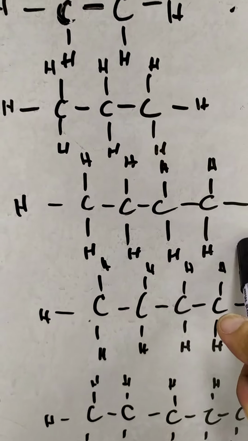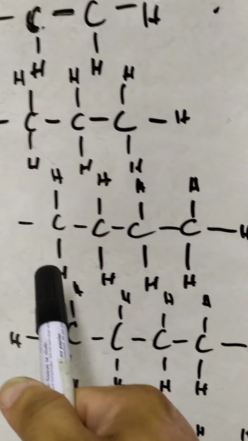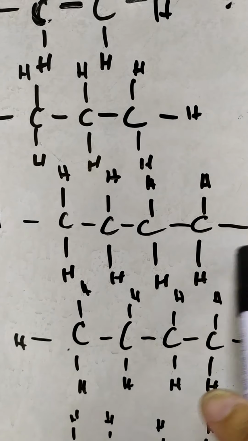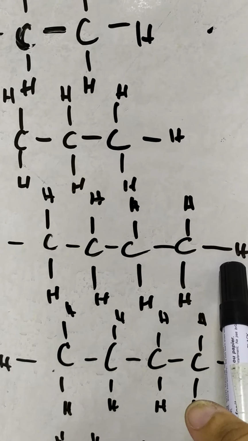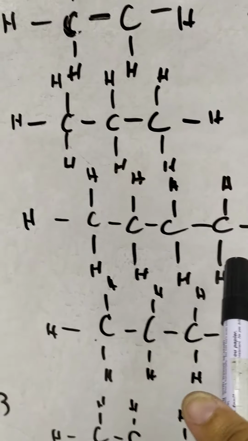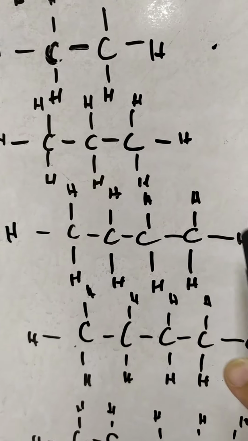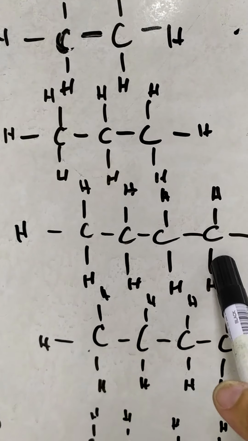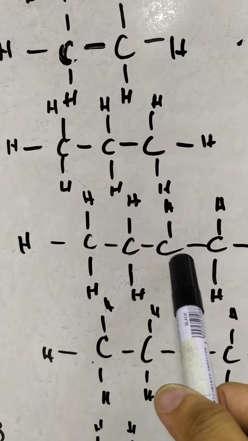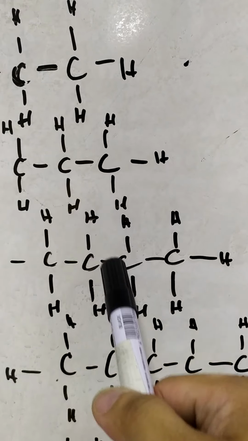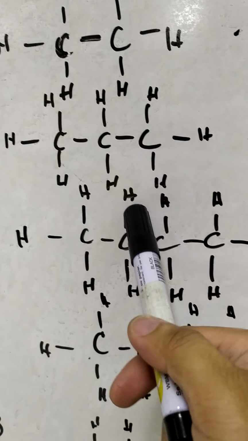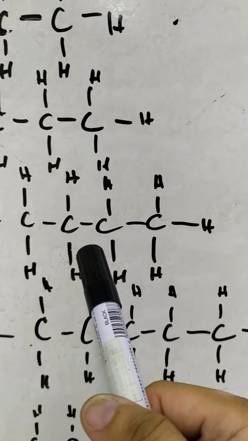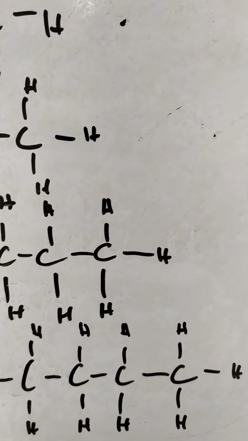So if you have 4 carbon chains, which is butane, butane has this kind of structural formula. So the end carbon chains have 3 hydrogen atoms connected to the carbons, and then the central carbon chains have only 2 hydrogen atoms connected to each carbon.